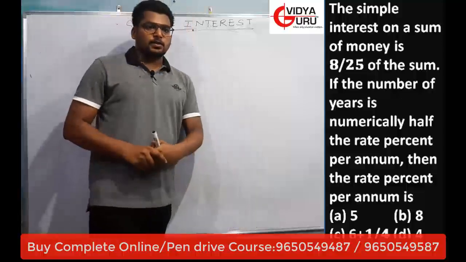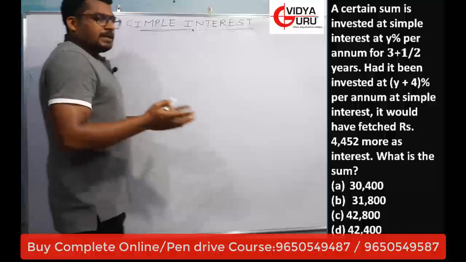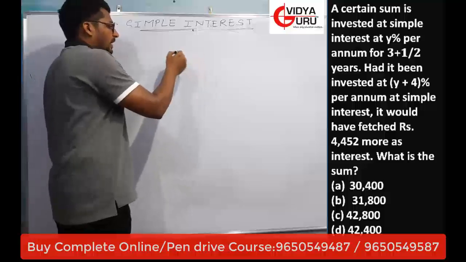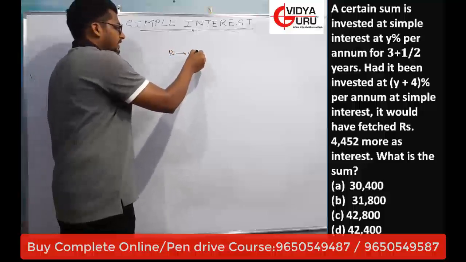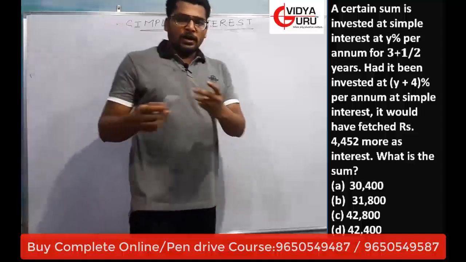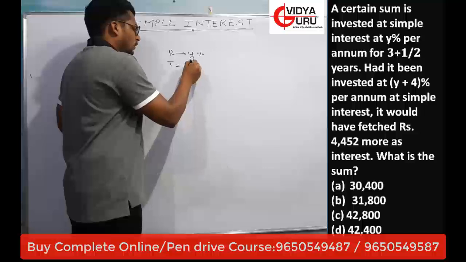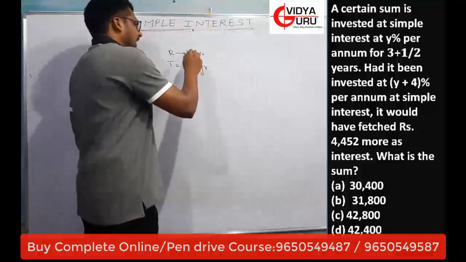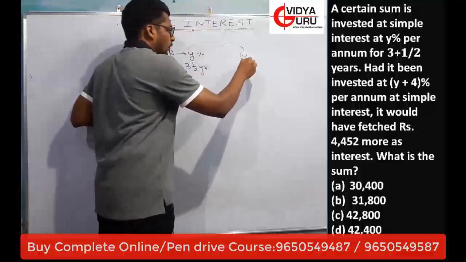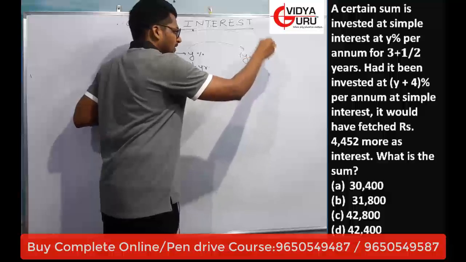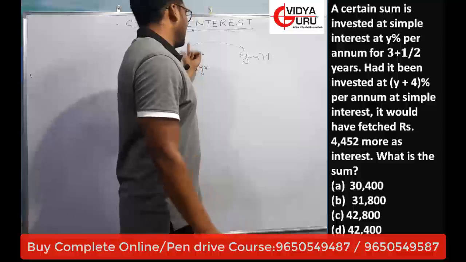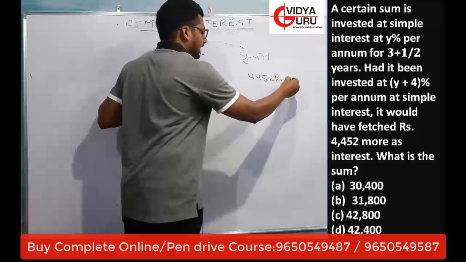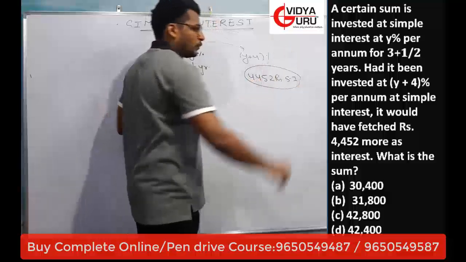Coming on to our next question, it is a very interesting question. The question says a certain sum is invested on simple interest at Y%, so the rate is given, for 3 whole 1 by 2 years. Now the question says, had it been invested at Y plus 4%, meaning the rate is increased, then it would have fetched 4452 rupees SI more.